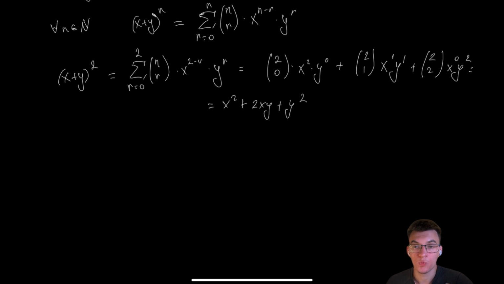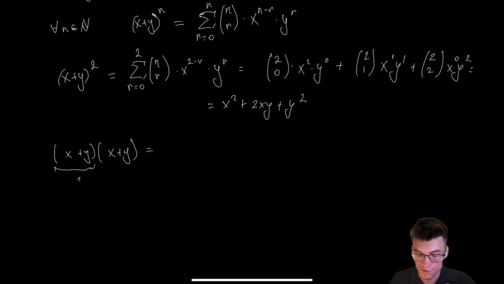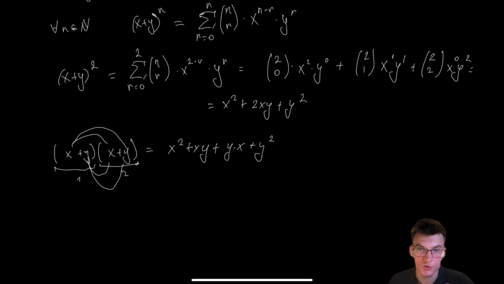But what does that n taken r really mean here? It means in how many ways we can choose r factors of y out of total n factors. So suppose we have x plus y times x plus y, and in total we have two factors. x plus y is our first factor, and x plus y is our second factor. Now if we expand this, we'll have x times x, plus x times y, plus y times x, plus y times y, which equals y squared.